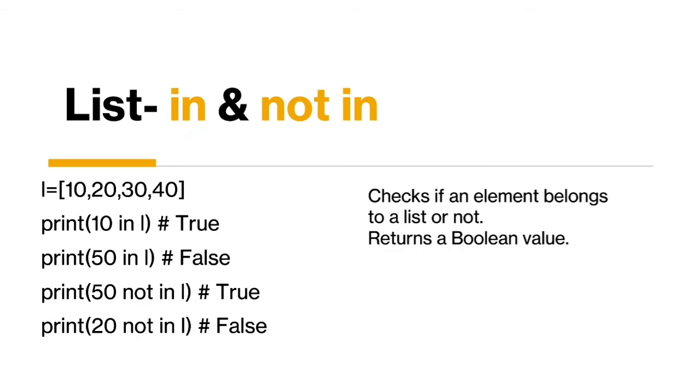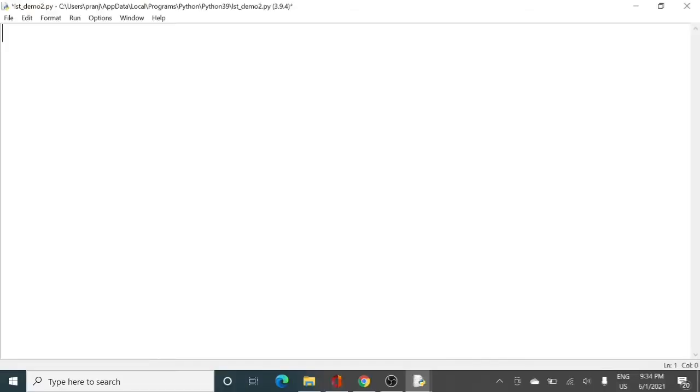So let us go back to our Python screen and see how these membership keywords work with our list. For this example, I will again take a list with a few elements, let's say 10, 20, 30 and 40. What we are going to check is we will print whether 10 in L. So 10 is in the list, therefore it should return true.